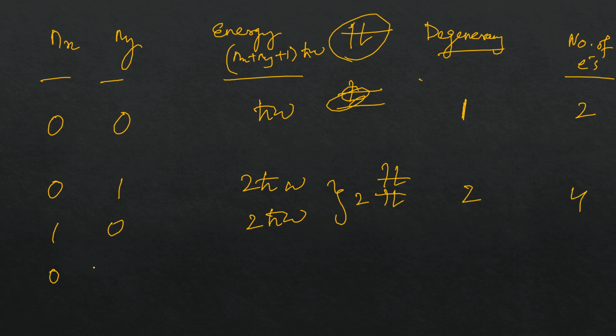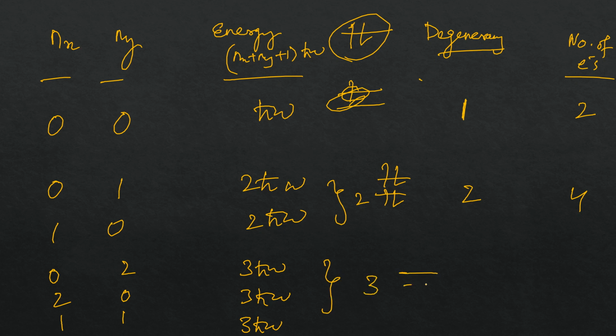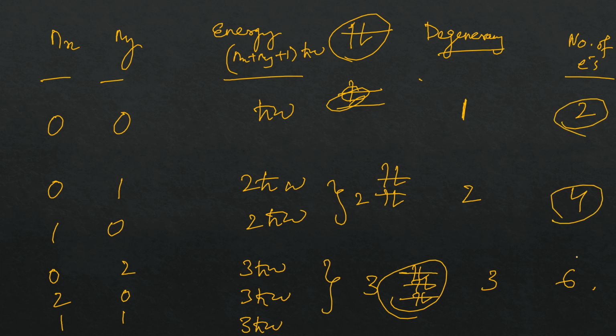Now 0 2, 2 0, and 1 1. So here the energy is 3 h cut omega, and the degeneracy is 3. How many electrons? It's the same level. So degeneracy is 3, electron number is 6. See how many electrons now? 4 plus 6 is 12.